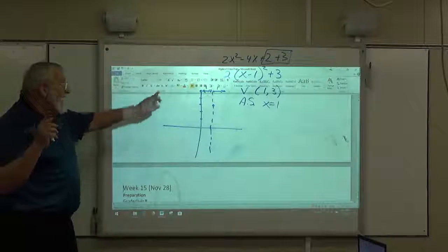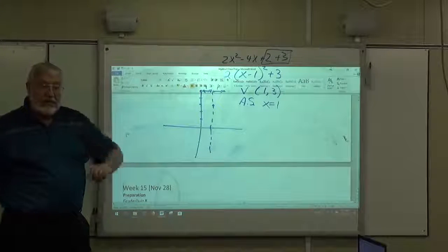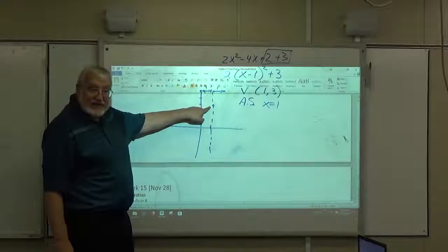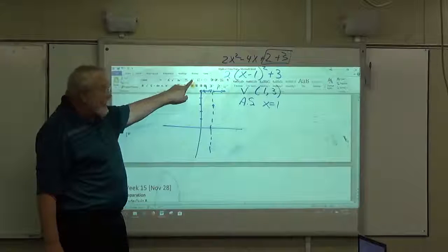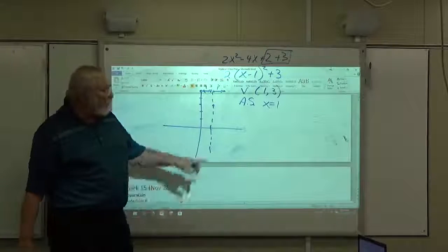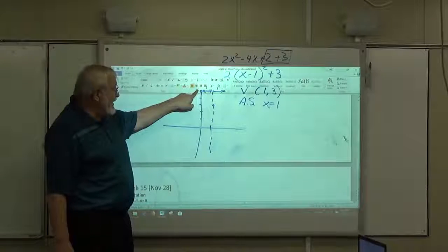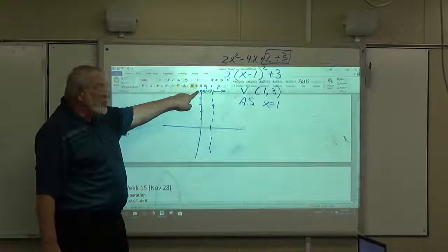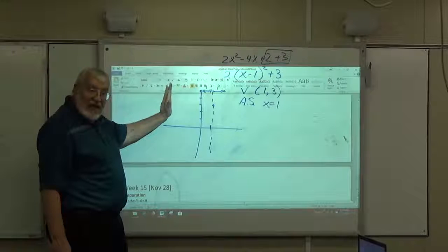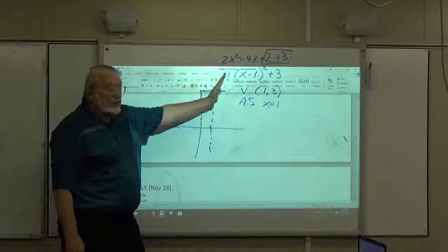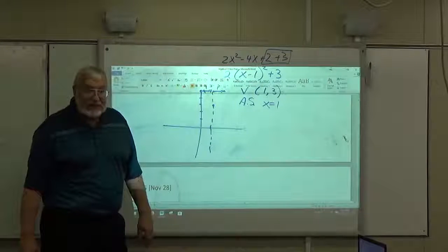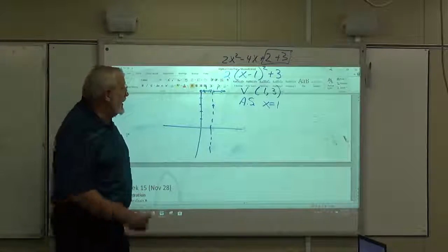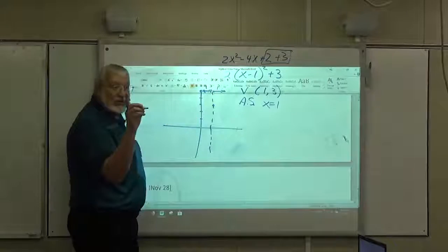All right, now, that is another skill that your text wants you to be able to do. Given the vertex and the y-intercept, draw the graph. Well, what you're going to do is you're going to see that this vertex and this y-intercept is the left part of the parabola, and so the right part of the parabola has to be symmetrical. Right. So whatever this distance is, you're going to put it on that side and then draw the graph.